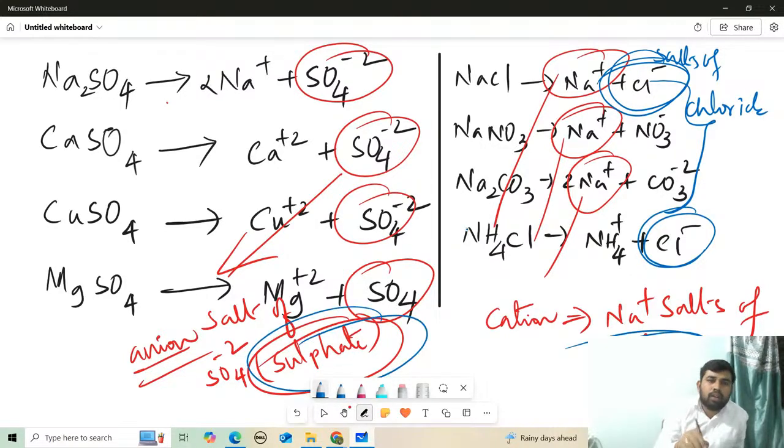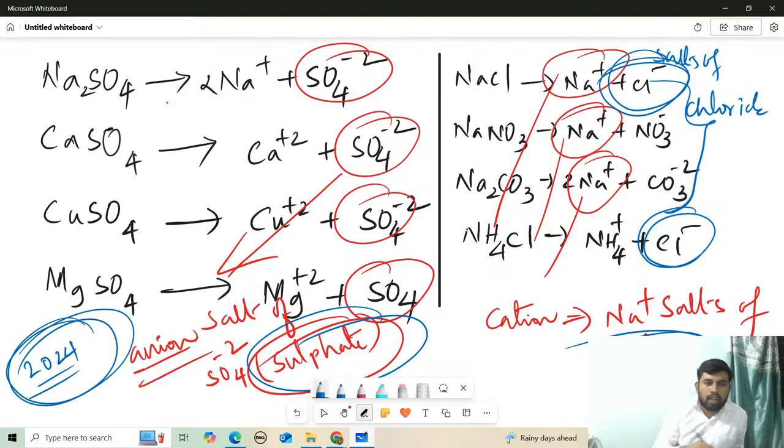Why are these all called this way? Because each group contains the same cation or the same anion. Based on this, this question was asked in 2024. Try to understand it as a 4 marks question in the case-based study. Case study questions. They asked about salts actually.